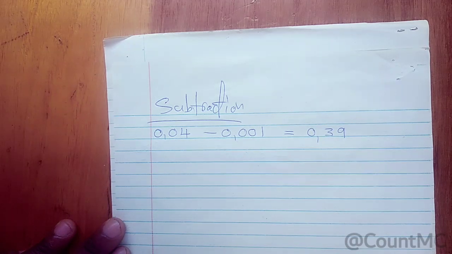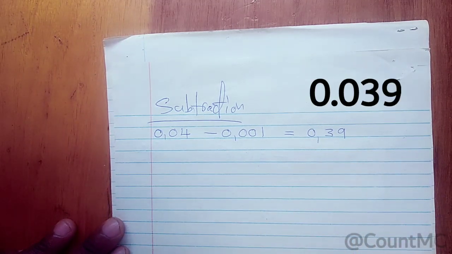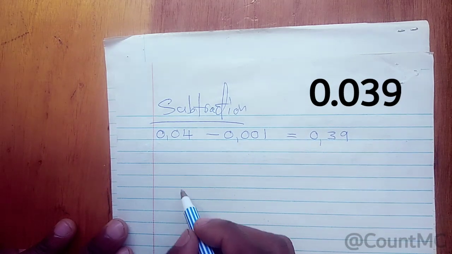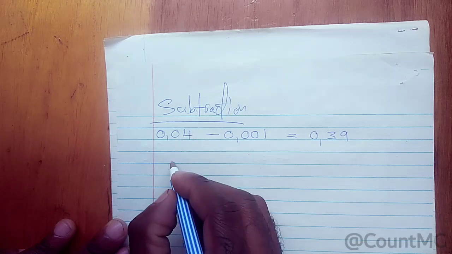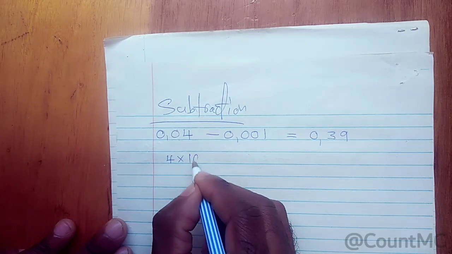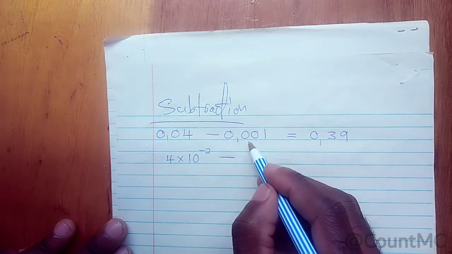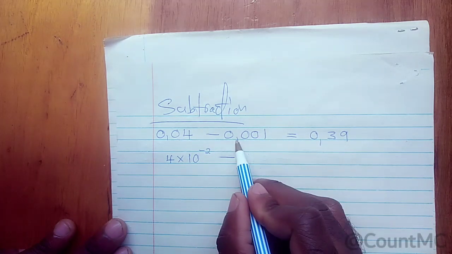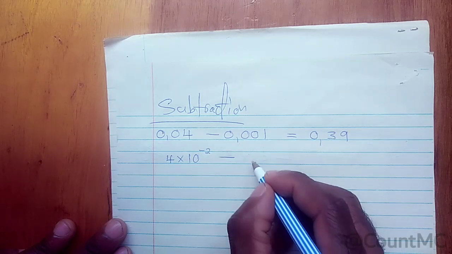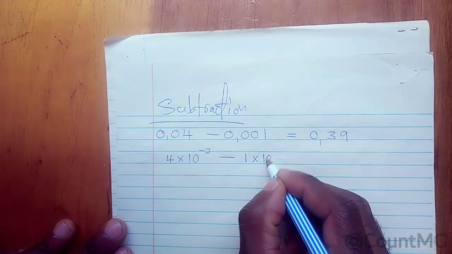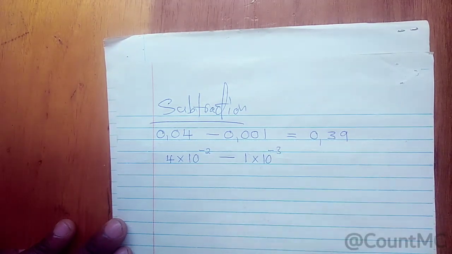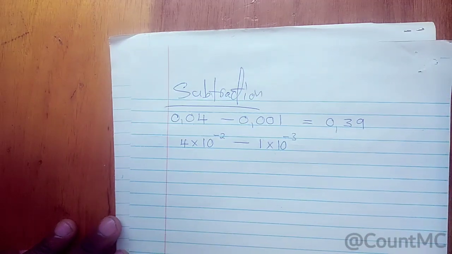Now let us finish with subtraction. We know that 0.4 minus 0.01 is 0.39, but let us do that in scientific notation. This, we move the comma 2 points, so this is 4 times 10 to the power minus 2, minus this 1, 2, 3. From this position to this position is 1, 2, 3. So this is 1 times 10 to the power minus 3. Now, this is what we have.